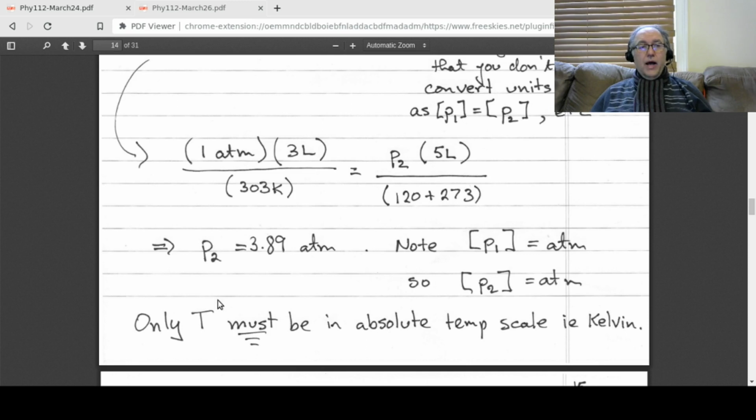All right, so last thing, just to emphasize once again, all of these insist on an absolute temperature scale. Okay, and there's only one absolute temperature scale that I introduced to you, and that's Kelvin, and so T must be in Kelvin, otherwise this would just not work.